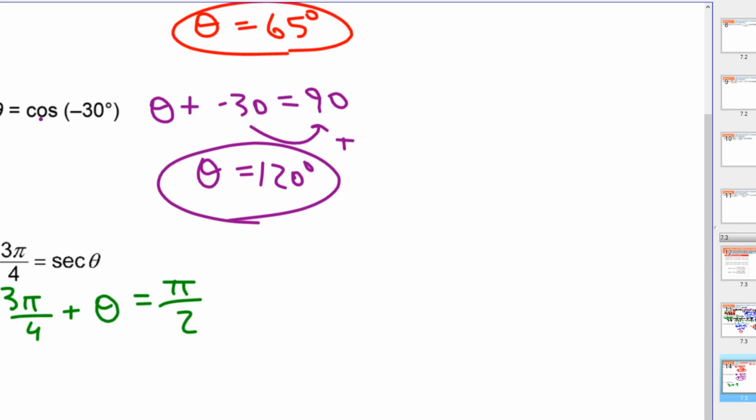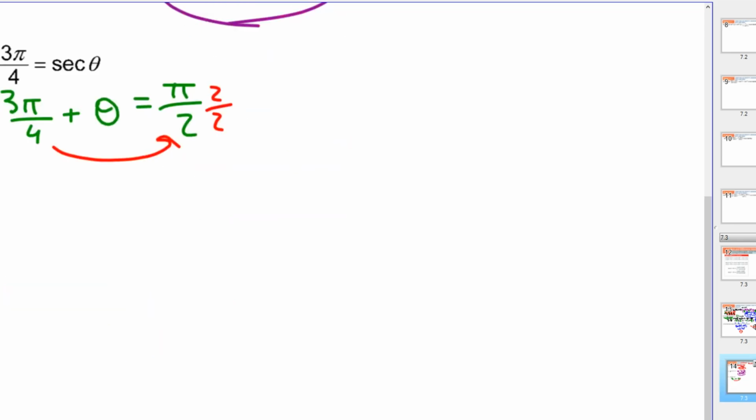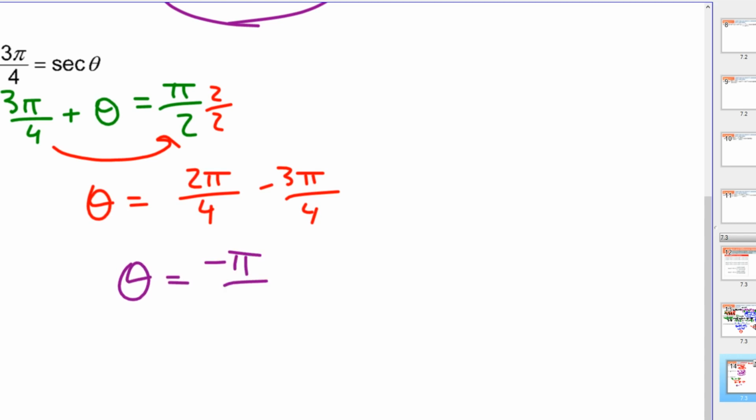Now, we're adding fractions. We've talked about this enough times to recognize that when you add fractions, you need a common denominator. This is going to be a lot easier for me to talk about if I make this 2 pi over 4. Okay? Pi over 2, that's 2 pi over 4. Was that confusing? Multiply by 2 over 2 to get a common denominator. That's 2 pi over 4. Okay? So what we're going to do is subtract this over. So your theta is going to equal 2 pi over 4 minus 3 pi over 4. Or negative pi over 4.